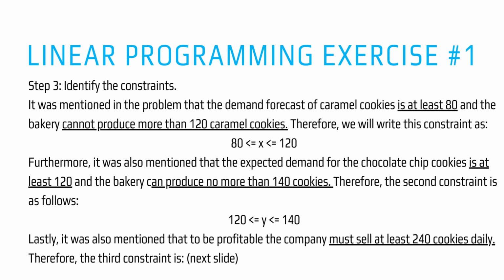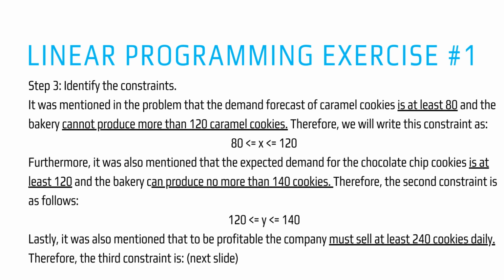Step 3. Identify the constraints. It was mentioned in the problem that the demand forecast of caramel cookies is at least 80, and the bakery cannot produce more than 120 caramel cookies. Therefore, we will write this constraint as 80 is less than or equal to x and x is less than or equal to 120.